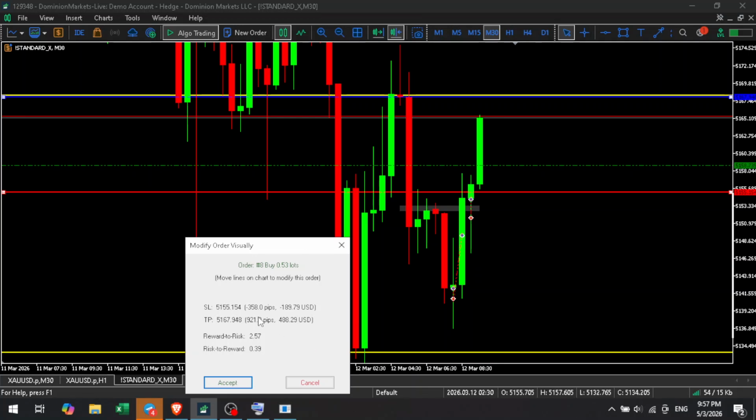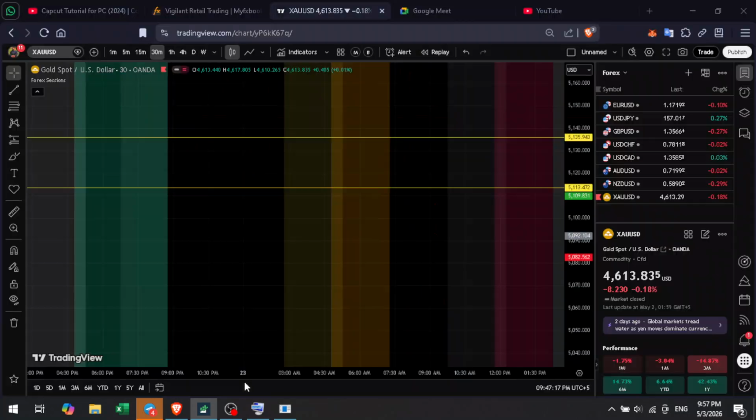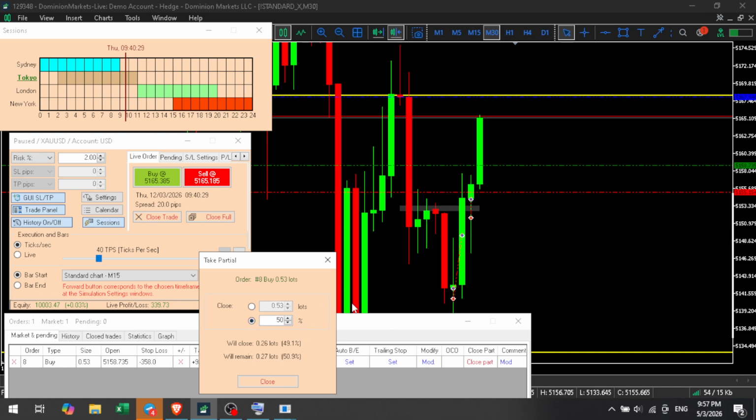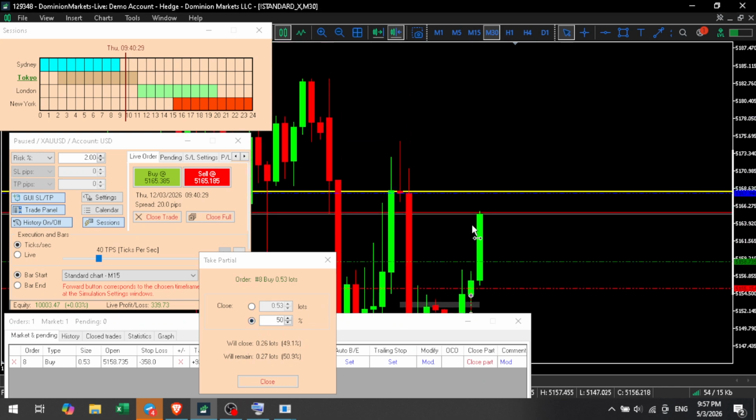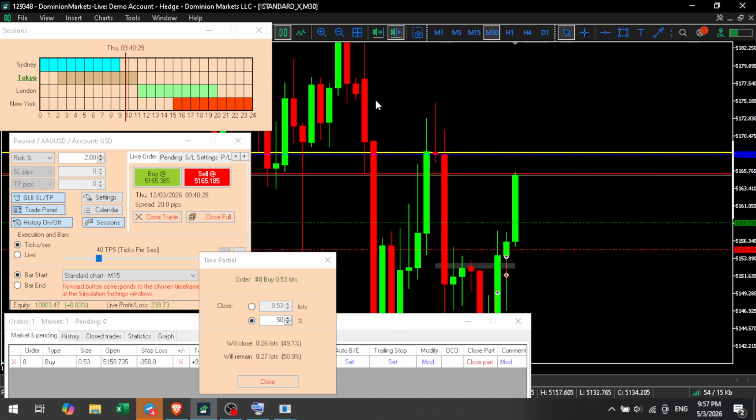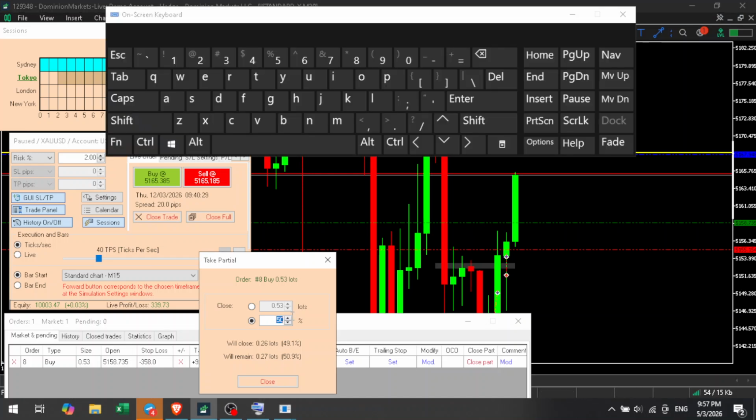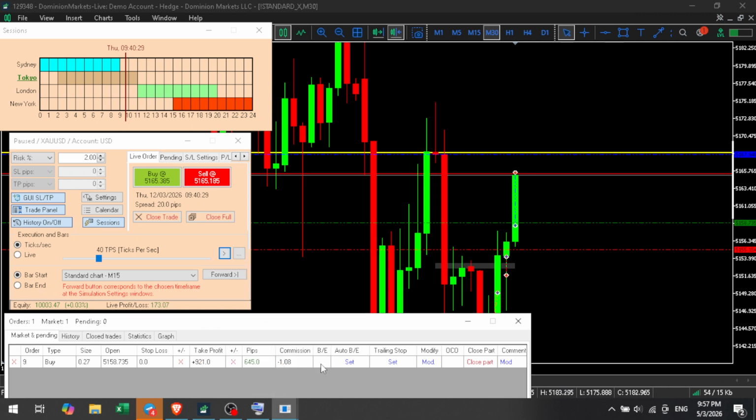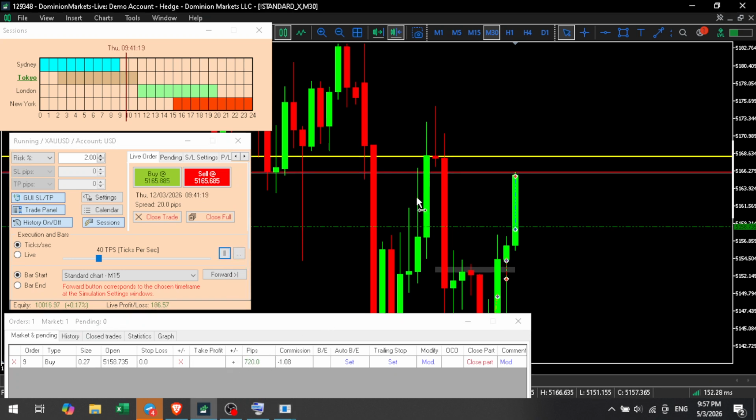How did that happen? Our DB is at 2.5. Let's just close something. Close 80%, with stops at break even. Let it rip. Maybe remove the TP as well.